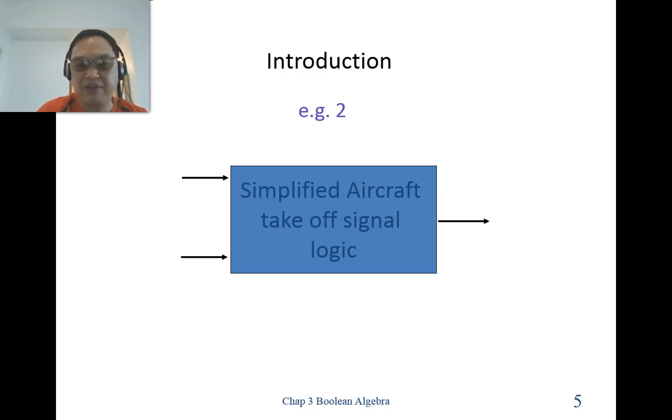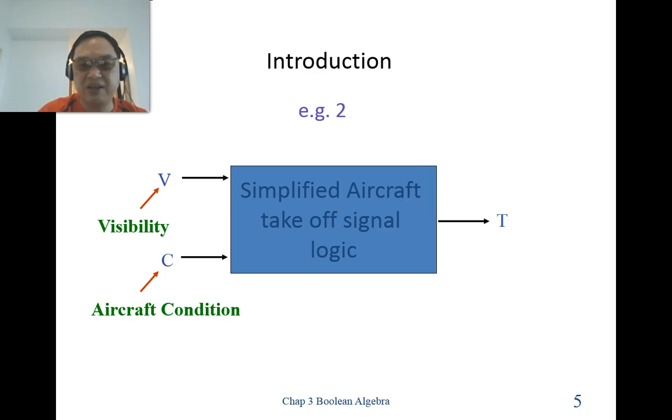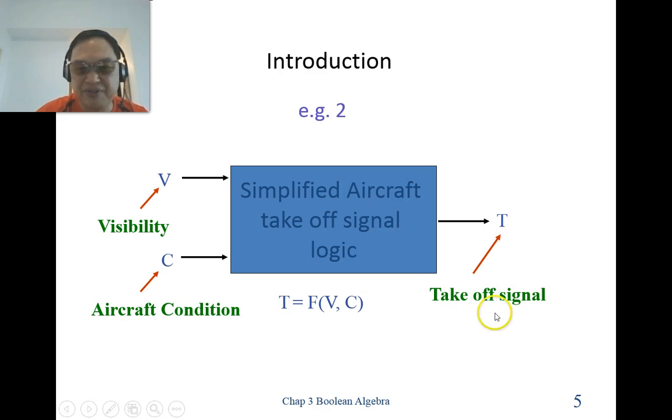Here is a simplified aircraft takeoff logic system. You can see here, this is visibility and aircraft conditions. If both conditions are okay, the pilot can see clearly in front, and the aircraft condition is good, the takeoff signal will turn on, then the pilot can take off the flight. So the takeoff signal is a function of, depends on, the visibility and also the aircraft conditions. Takeoff depends on these two conditions.